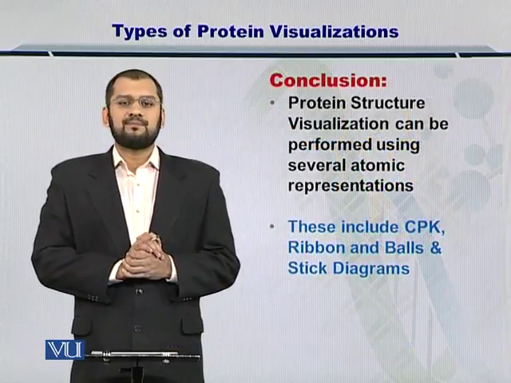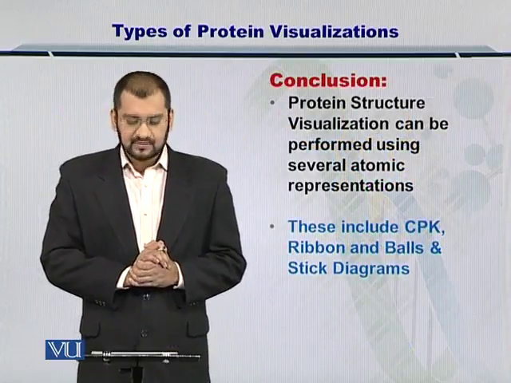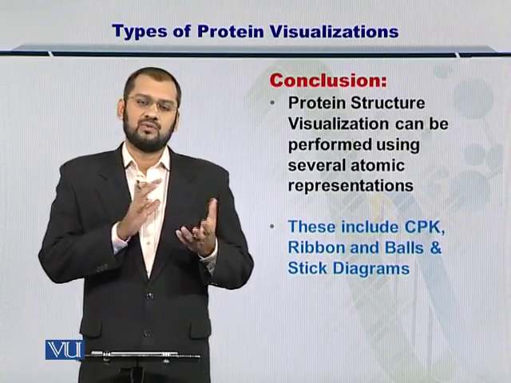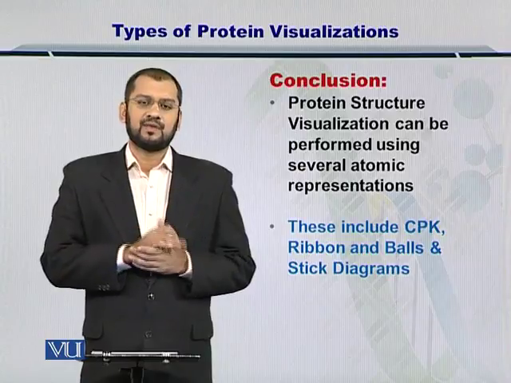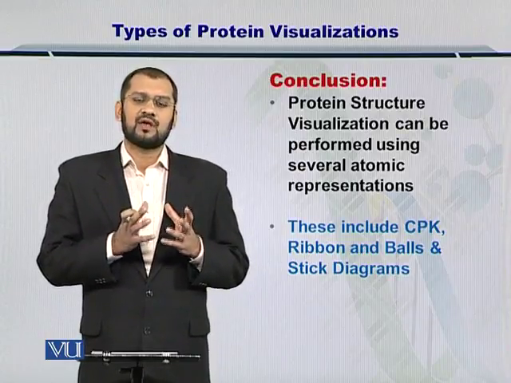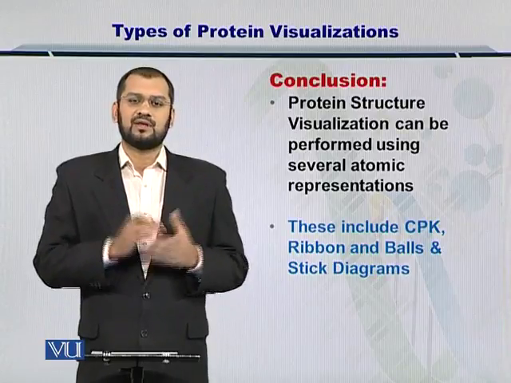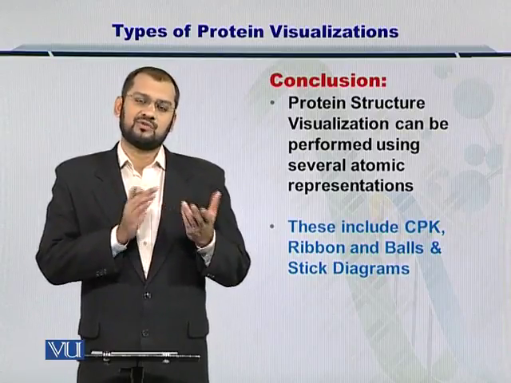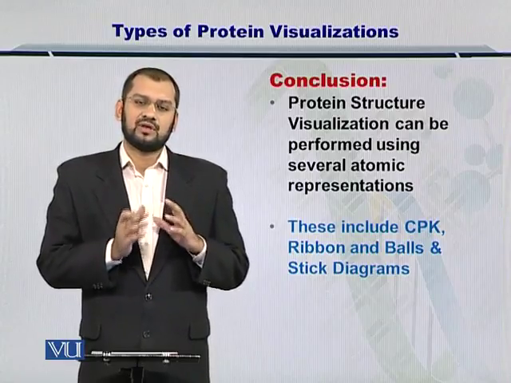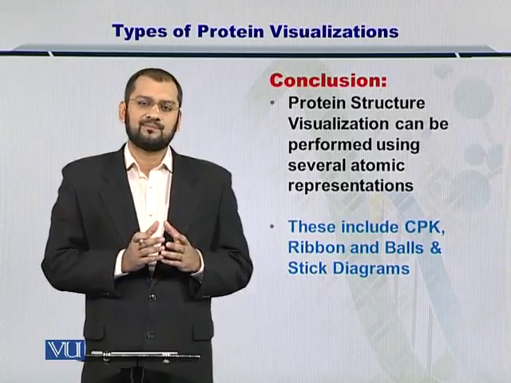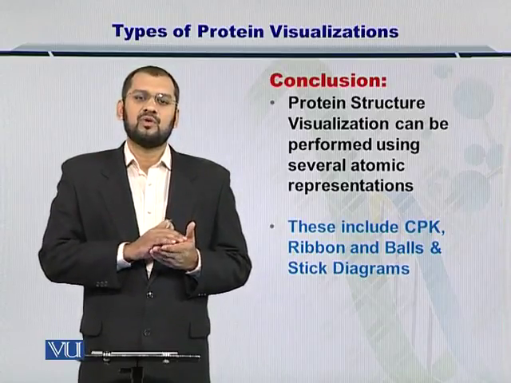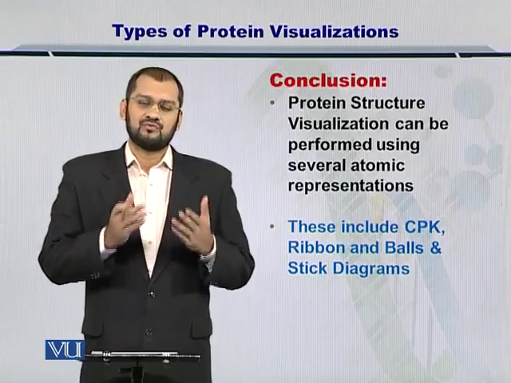So in conclusion, the protein structure visualization can be performed in several different ways, in which we choose to arrange the atoms. So as we just saw in the sphere model in the CPK diagrams, we simply draw the atoms, but in the BS model, we draw the atoms as well as the bonds. And therefore, it depends on your need on how you want to visualize the protein. Also, most of the online tools can provide you with all of these representations for your ease.